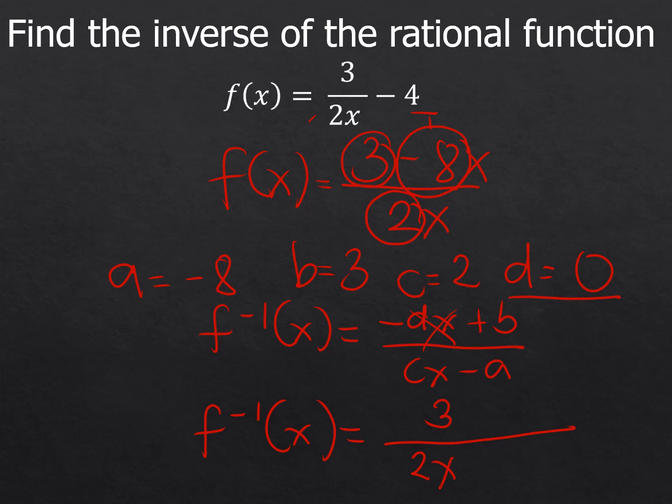So instead of writing c, we're going to write 2. So we have 2x minus a. Your a is negative 8. If we're going to multiply minus times negative 8, it will become plus 8. So therefore, the inverse of the given function f of x equals 3 over 2x minus 4 is 3 over 2x plus 8. And this is the final answer.